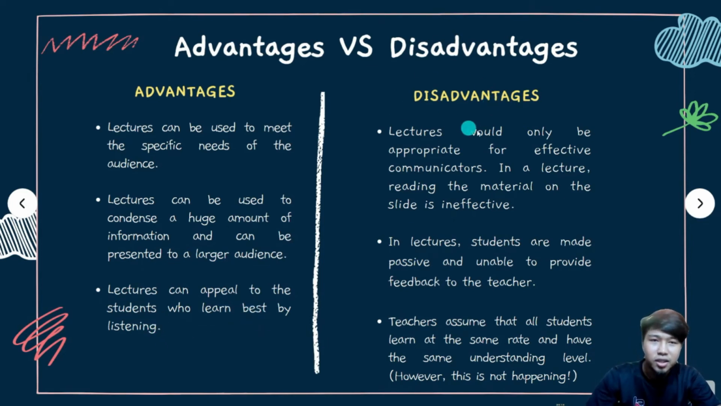For the disadvantages, lectures are only appropriate for effective communicators. In a lecture, reading the material on the slide is ineffective. In lectures, students are made passive and unable to provide feedback to the teacher. The teacher assumes that all students learn at the same rate and have the same level of understanding. However, this is not the case.